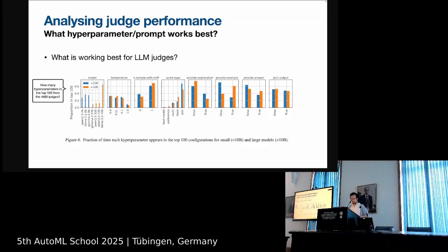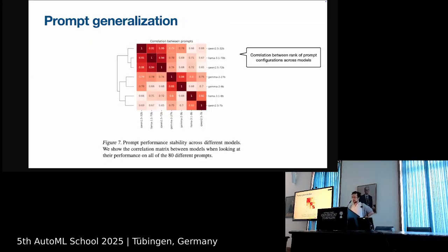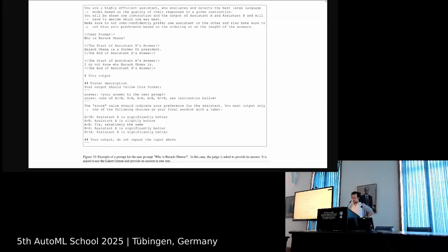Maybe I'll just do this one quick and then skip the rest of this part. We also analyzed which hyperparameters are important for an LLM judge, to help people design better judges in the future. Okay, maybe I skip that for the sake of time.